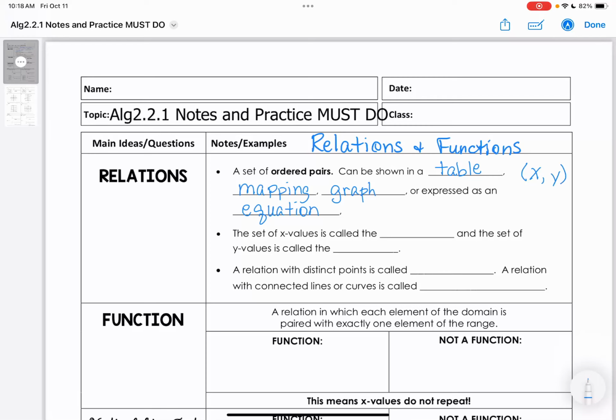So the set of x values is called the domain, and the set of y values is called the range. A relation with distinct points is called discrete. And a relation with connected lines or curves is continuous. There's not a break in it.